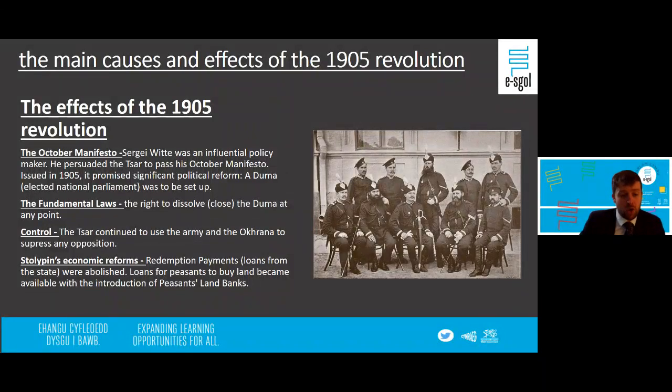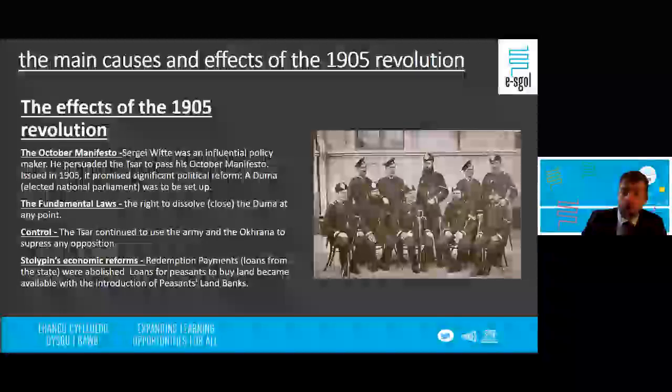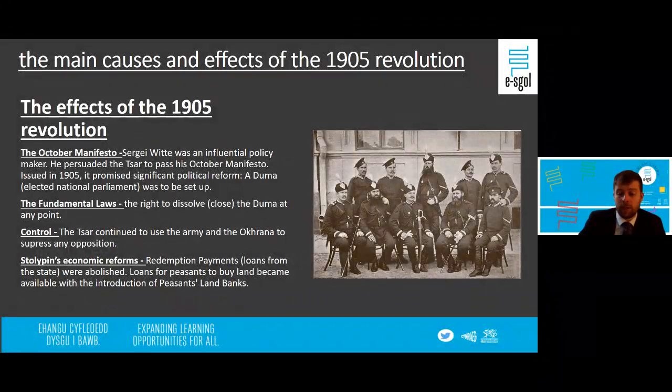His redemption payments, loans from the state, were abolished, and loans for peasants to buy land became available with the introduction of the Peasants' Land Bank instead, to try and improve some of those conditions for the peasants, to stop those long-term economic problems still being an issue.